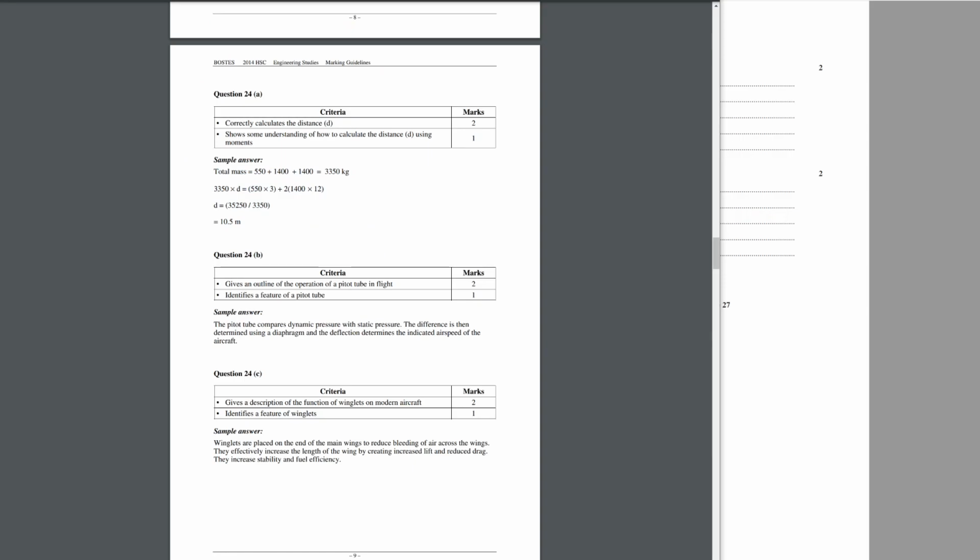Okay, the pitot tube compares dynamic pressure with static pressure. They only talked about airspeed. It's only more recently that I've appreciated that the same pitot tube is actually connected to both the airspeed indicator and the altimeter. I didn't appreciate that until maybe 1 or 2 years ago, and that's why I have questions that are wrong in some of my tests. It's pretty hard to write tests, and I'm very appreciative of the people who write the HSC.